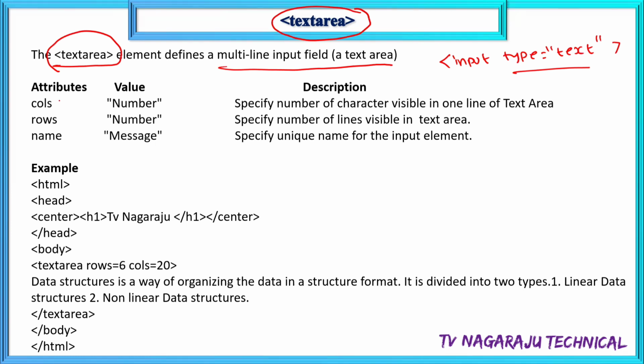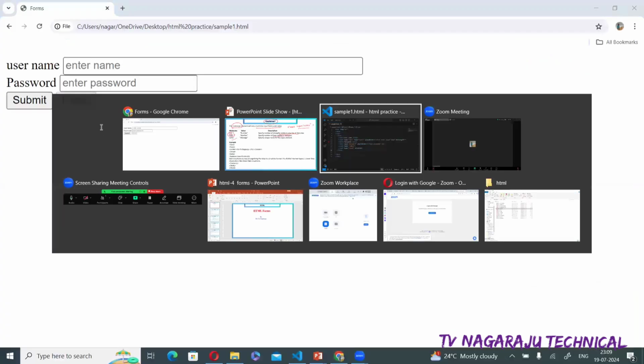Here, the two attributes, columns and rows, come. You understand, columns specify how many characters are visible in a line. Rows specify how many lines are visible in the text. Anyway, name is any name. You can give any name for JavaScript validation purposes.